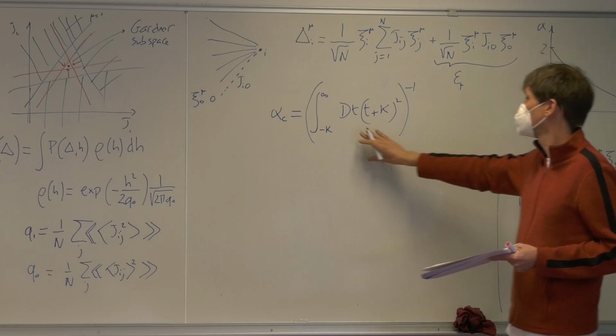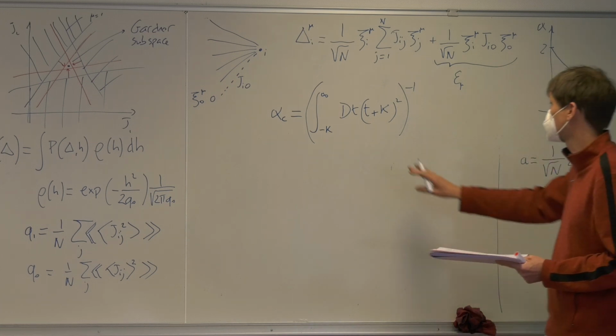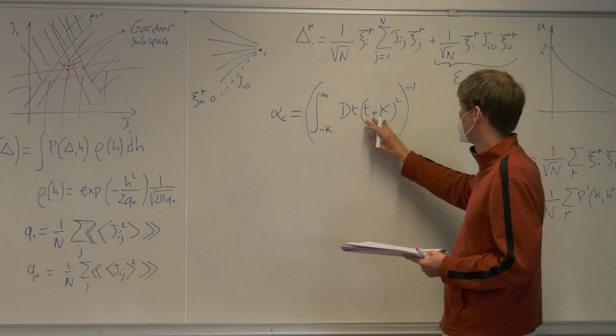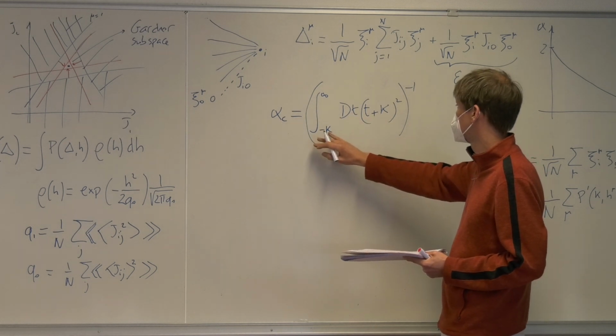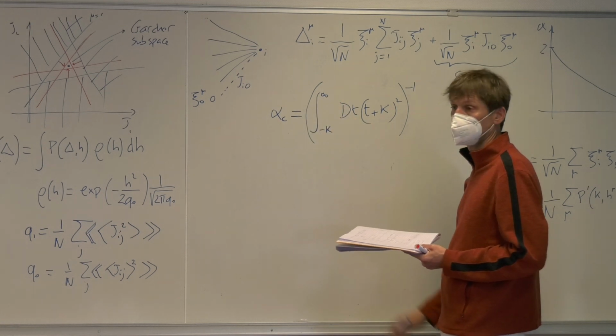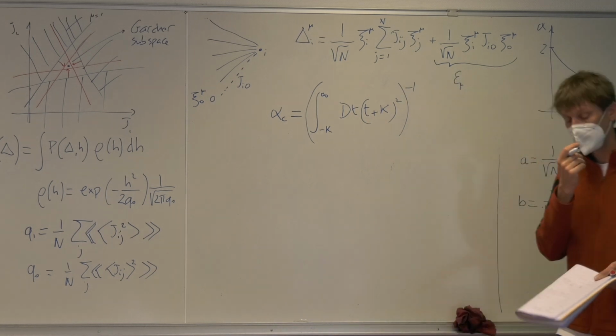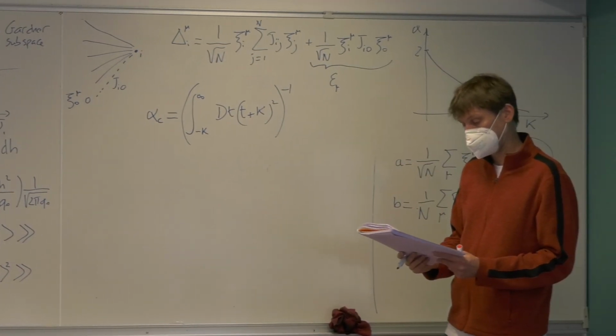Basically, this curve is a solution to this simple equation. You can check by yourself that when kappa equals 0, this is the integral of Dt times t squared from 0 to infinity, so this gives 1/2, and minus 1 gives 2. Okay. All right.